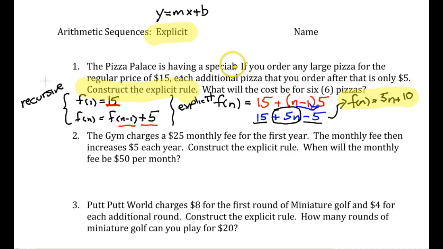Some of these ask for a follow-up. Like this one also asks, well, what will the cost be for 6 pizzas? We have not answered that yet. Make sure you read these and make sure you're answering everything. It says to construct an explicit rule. Okay, we did that. We'll come back and do this in a second after we practice doing the yellow part again and again. So I'm going to do number 2 and then number 4, and then we'll go back and worry about this other question.